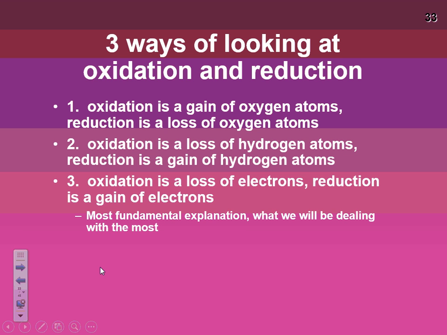The one that is most fundamental, probably the one that we'll deal with the most, is actually the gain or the loss of electrons. So oxidation is where you will lose electrons, and reduction is where you'll gain electrons. Oxidation is something becoming more positive. Reduction is something becoming more negative. So oxidation more positive, reduction more negative.